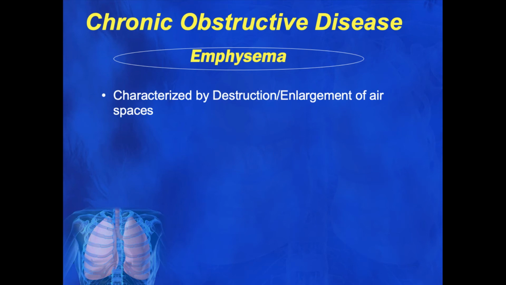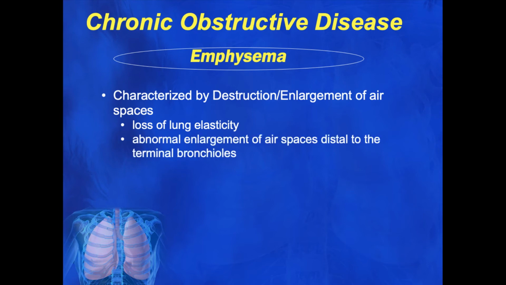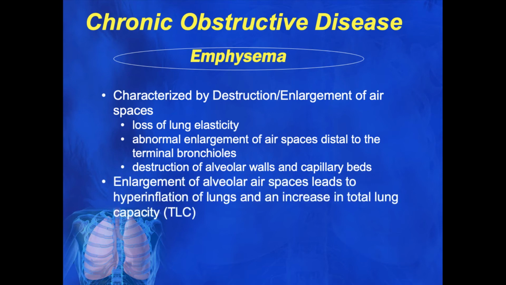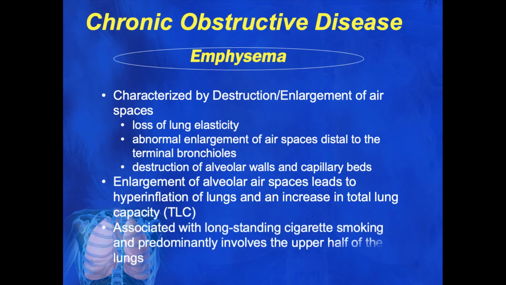Emphysema is characterized by destruction and enlargement of air spaces, which would be our alveoli. Also, there's going to be a loss of lung elasticity. Remember, there's a lot of stretchiness to those lungs so that they can fill up like balloons, and that stretchiness over time is going to disappear. There's an abnormal enlargement of our alveoli distal to the terminal bronchioles, along with destruction of the alveolar walls and capillary beds. There's going to be enlargement of the alveolar spaces, leading to hyperinflation of the lungs and an increase in total lung capacity.